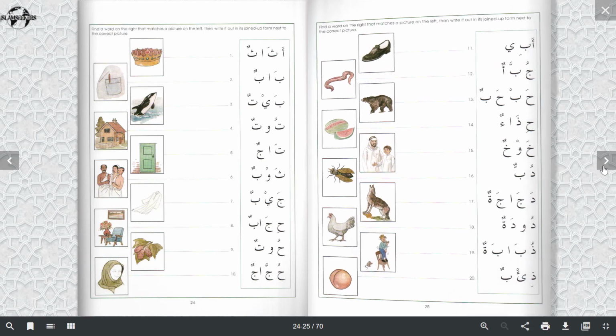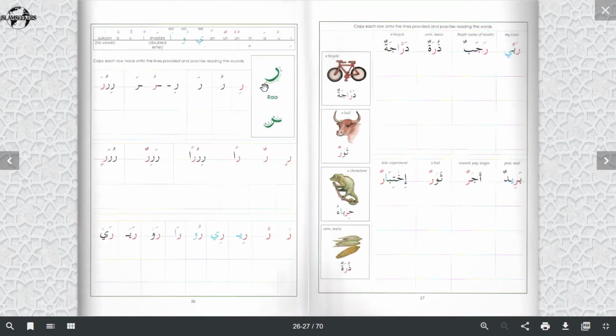Page 26. The letter Ra. Line 1. Ri, ru, ra. Line 2. Rin, run, run. Ri, ru, run. Ra, ri, run. Ru, ra, rin.